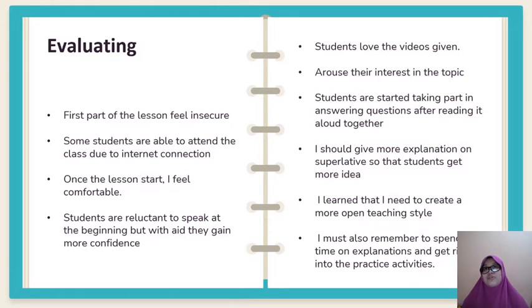Okay, they answer questions one by one after reading it aloud together. So for the reading part, we read aloud. I start and the students follow what the teacher reads. By doing this, I believe that they have more understanding of this text, as the teacher gives explanation on those things. But I believe that as a teacher, because this emphasizes the superlative itself, I should give more explanation on superlative, so that the students get more idea what the superlative is.